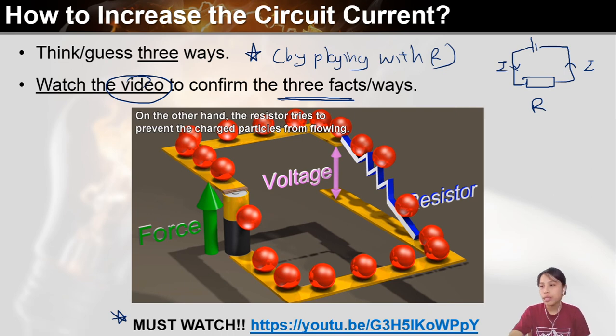Okay, so that's all for this one about resistance. Next up, we're going to look at more of those IV graphs, the ones that do not obey Ohm's law, where they're all kind of curvy. So I'll see you in the next video.